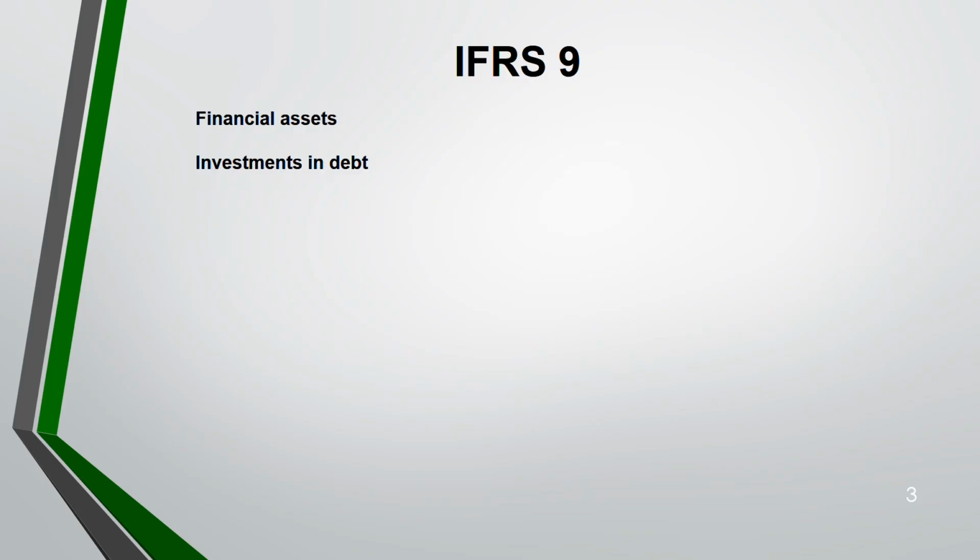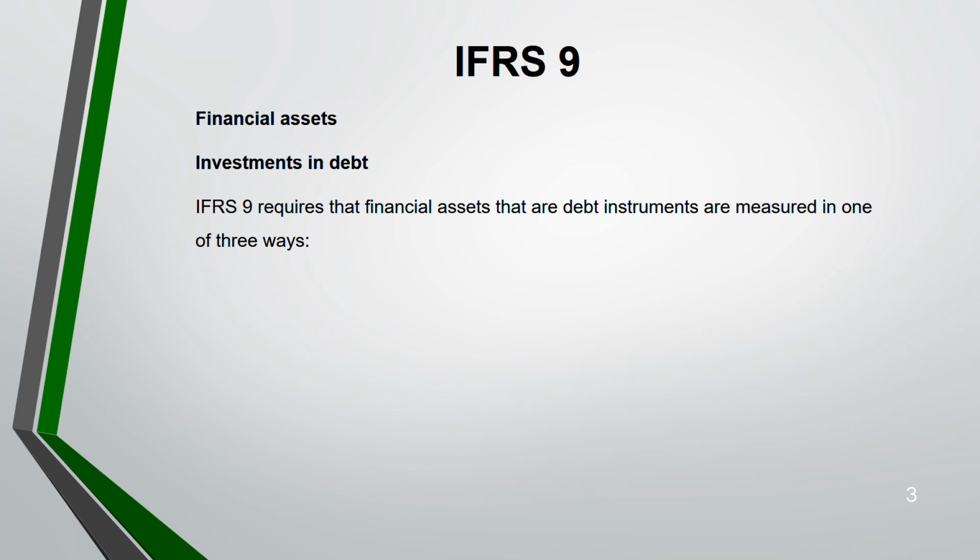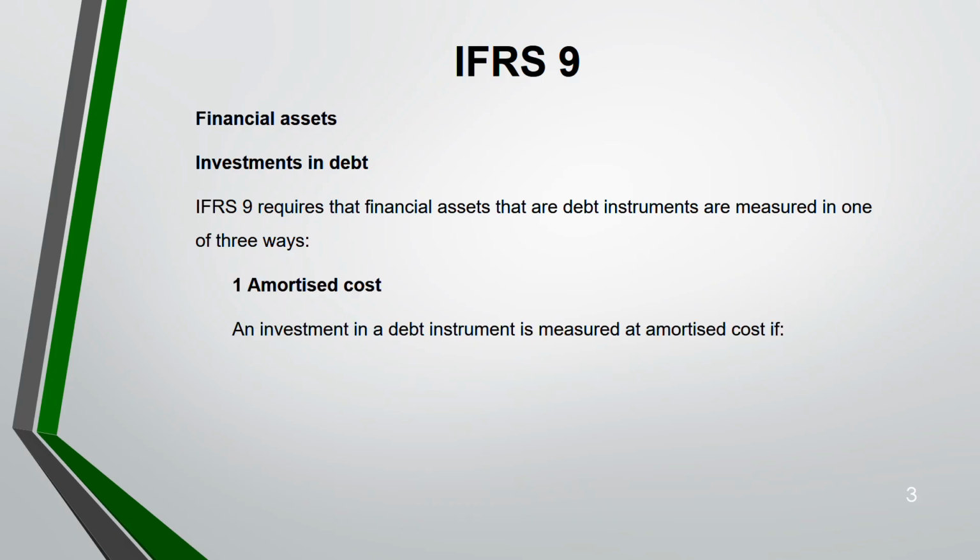You understand? Remember, for one party it is a financial asset, and for the other party it has to be a financial liability. That's how it goes. Normally, if for you it's an asset, for the other party it's a liability. Now, IFRS 9 requires that financial assets that are debt instruments can be measured in three ways: amortized cost, fair value through other comprehensive income, and fair value through profit and loss.